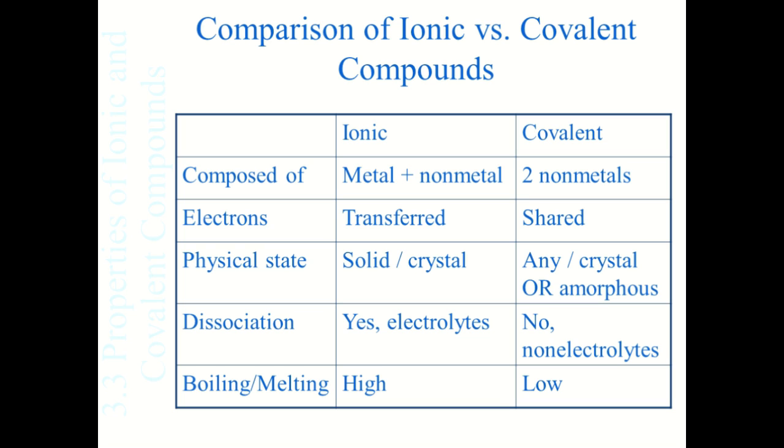Covalent compounds, we share electrons. Physical states, you can have crystals or amorphous. So one example of a very strong crystal that's covalent would be a carbon diamond. Okay? That would be one that you would consider to have a high boiling and melting point, okay, and which would be a crystal. So a lot of those crystals are covalent molecules. They have strong, high boiling and melting. But then you have a lot of other things that would be amorphous.